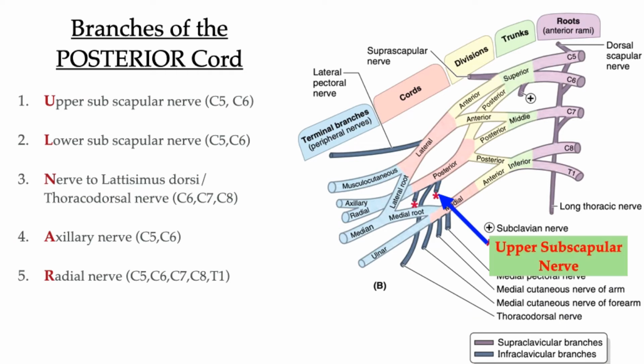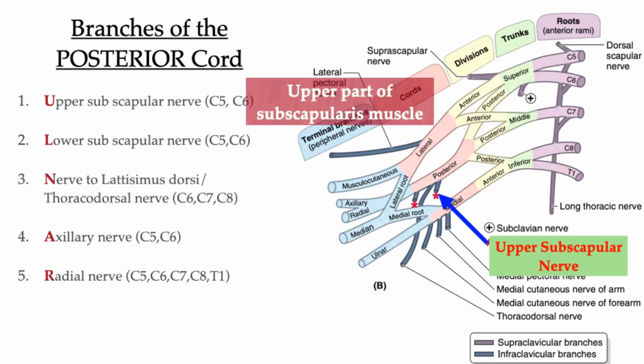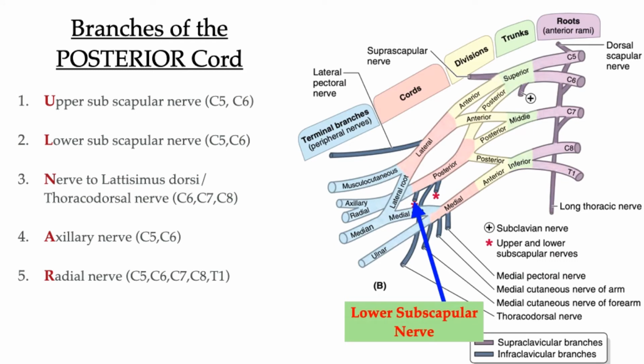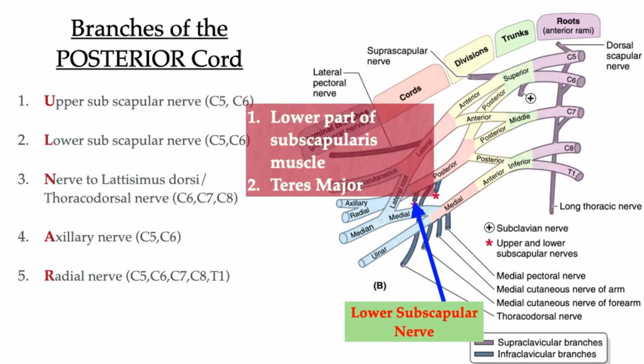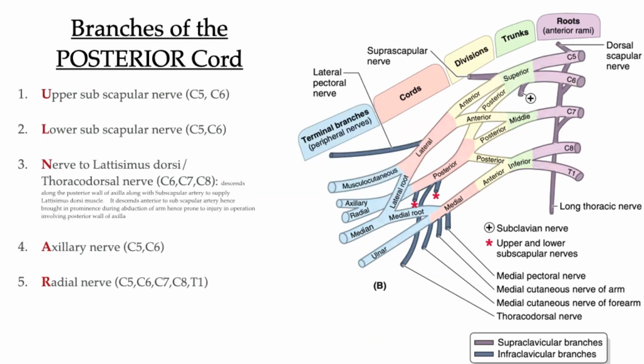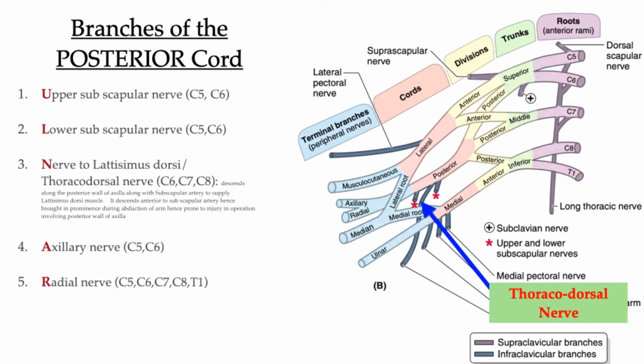This is upper subscapular nerve. This upper subscapular nerve provides motor nerve fibers to the upper part of the subscapularis muscle. Lower subscapular nerve provides motor nerve fibers to lower part of subscapularis muscle and teres major muscle. The third branch is thoracodorsal nerve. Thoracodorsal nerve is also called nerve to latissimus dorsi. It provides motor nerve fibers to latissimus dorsi muscle.